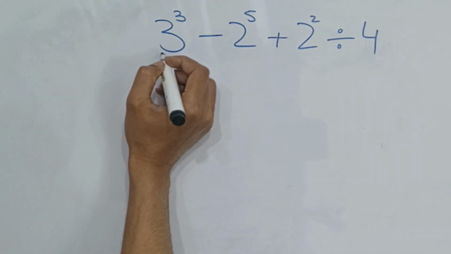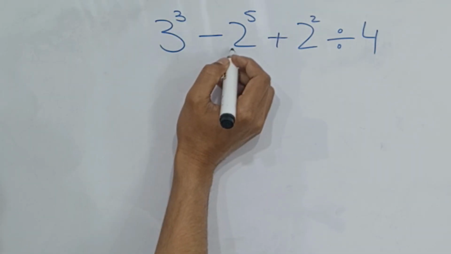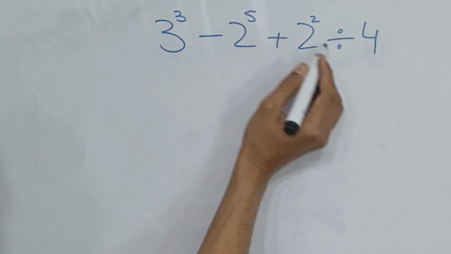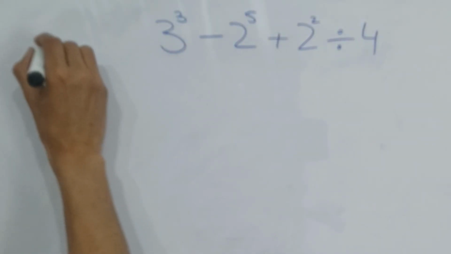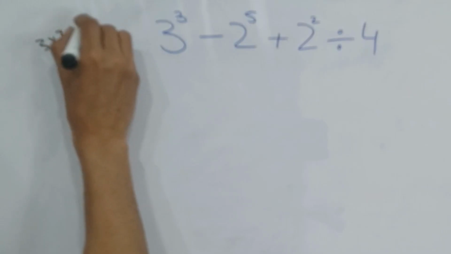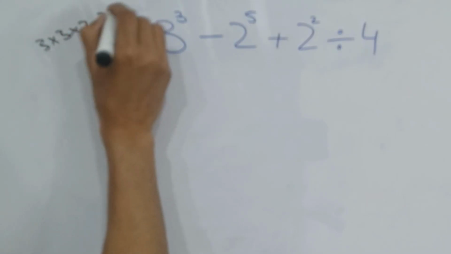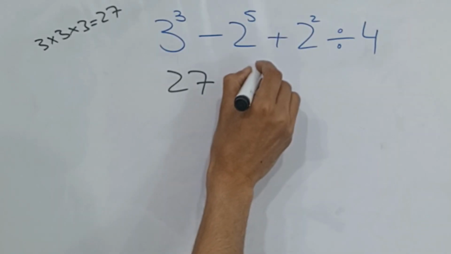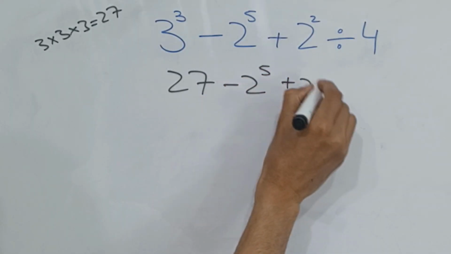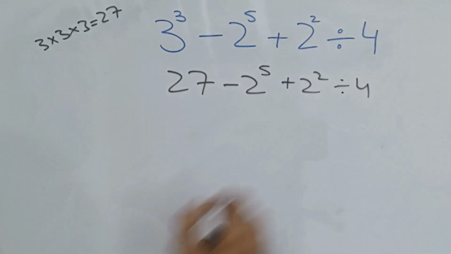Hey guys, this is a very interesting question. 3 cubed minus 2 to the power of 5 plus 2 squared divided by 4. 3 cubed means 3 times 3 times 3 equals 27, right? So 27 minus 2 to the power of 5 plus 2 squared divided by 4.